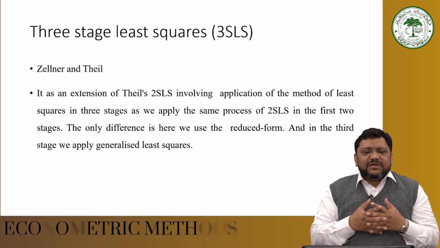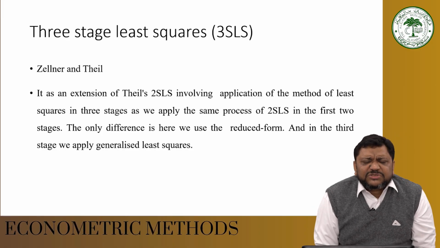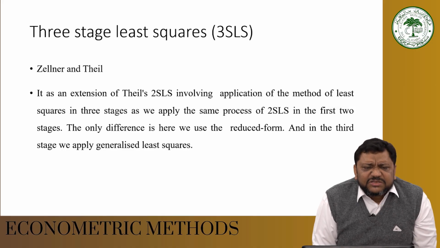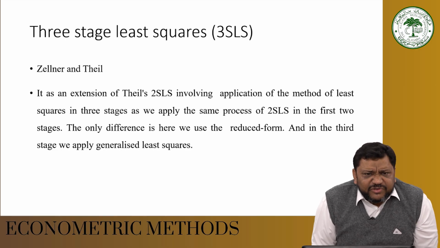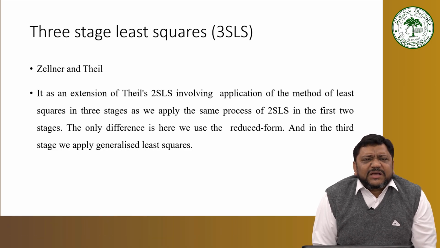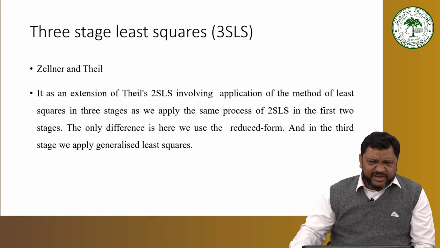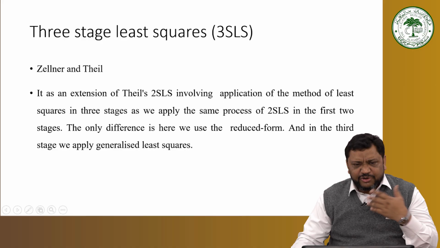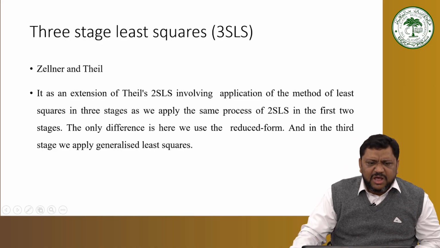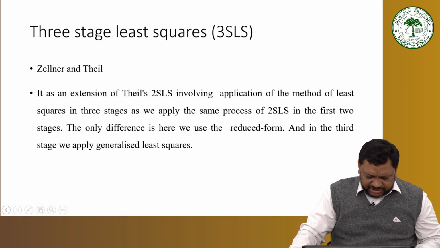We do the same process as 2SLS, that is the 2-stage least squares method, in the first 2 stages, and the only difference is here we use the reduced form, and in the final stage we apply a completely new method, that is the generalized least squares, GLS method. So this is a very tedious process. We just have an introduction of how this process is done, but discussing GLS will not be feasible in a lecture over here.